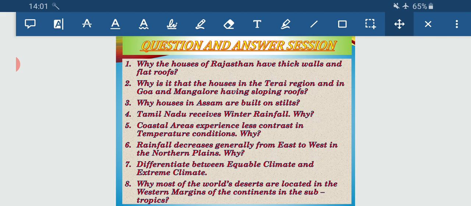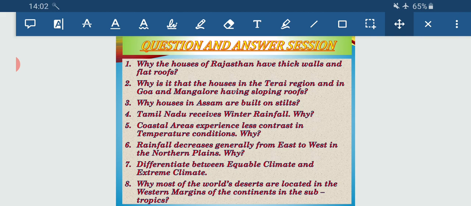Because, as I already said, coastal areas get the continuous influence of two breezes, that is the sea breeze during the daytime and the land breeze during the night time. So, what is the resultant? They are able to maintain the temperature throughout the year. This is the basic reason: due to the influence of the sea breeze and the land breeze, the coastal areas have less contrast of temperature and they experience an equable climate. Okay, it is termed as equable climate.